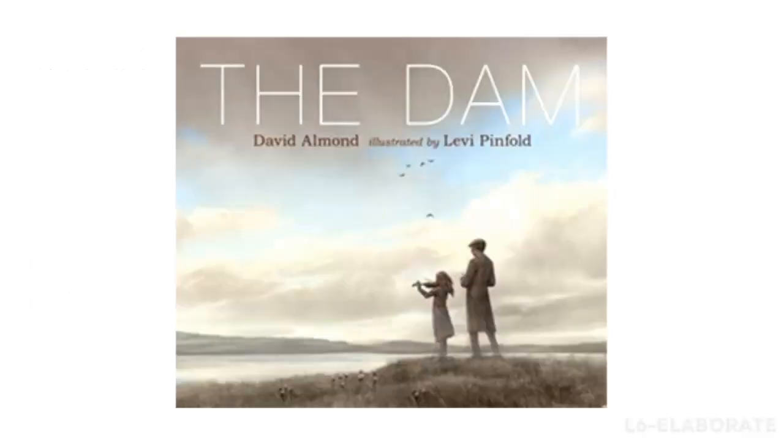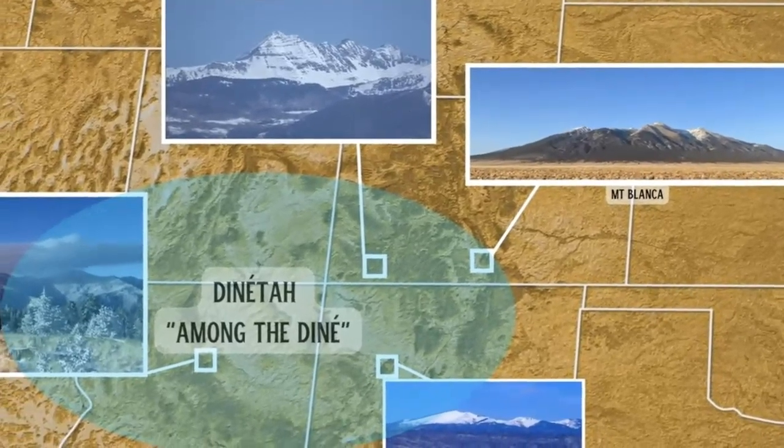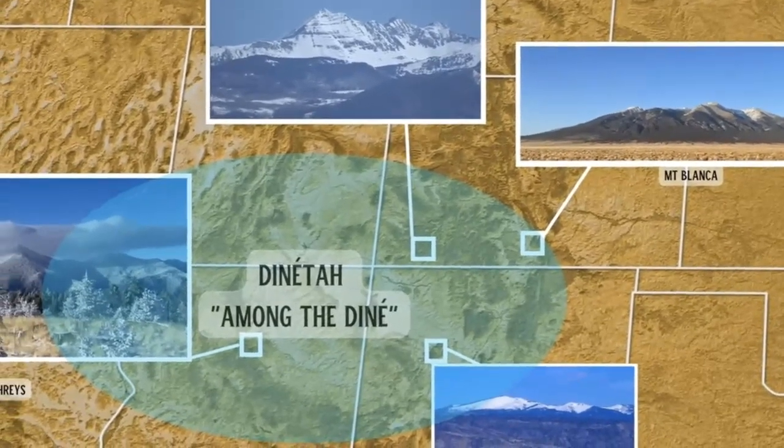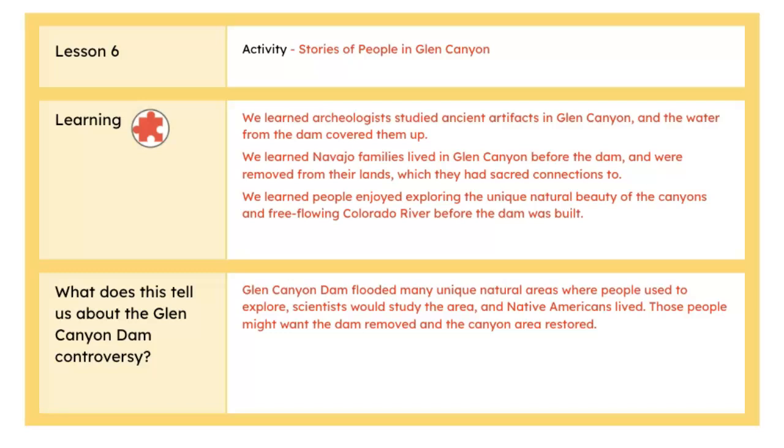For the Elaborate portion, you'll introduce the book, The Dam. You'll share with students that this book tells a story about a dam being built in England. Read The Dam as a class straight through, then read a second time using the Read Aloud guide. There is also an option to show the students how Lake Powell came to be. The video shares insights about how the Navajo people were impacted by the dam. As students learn more about the stories of the people in Glen Canyon, you'll complete a second summary chart.